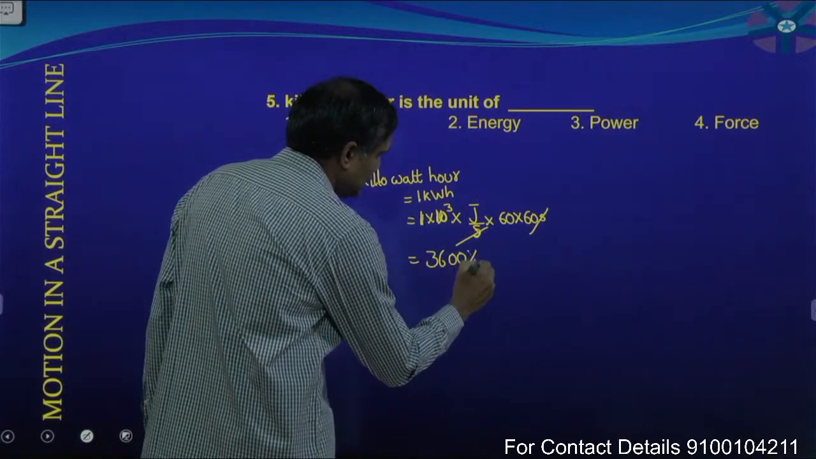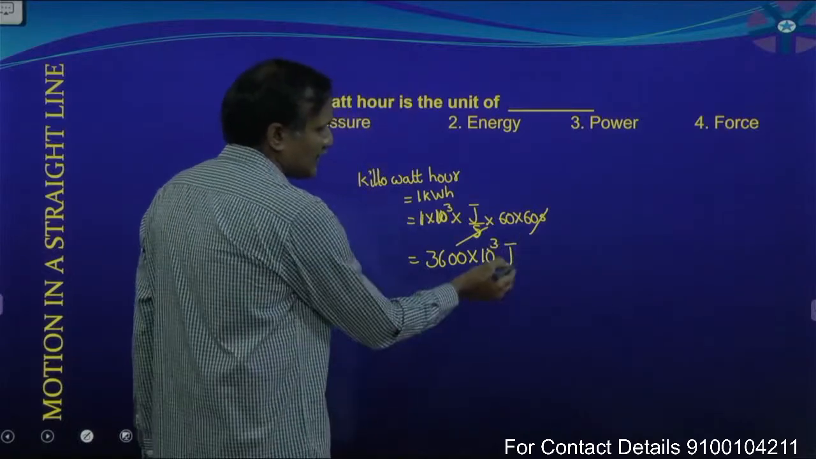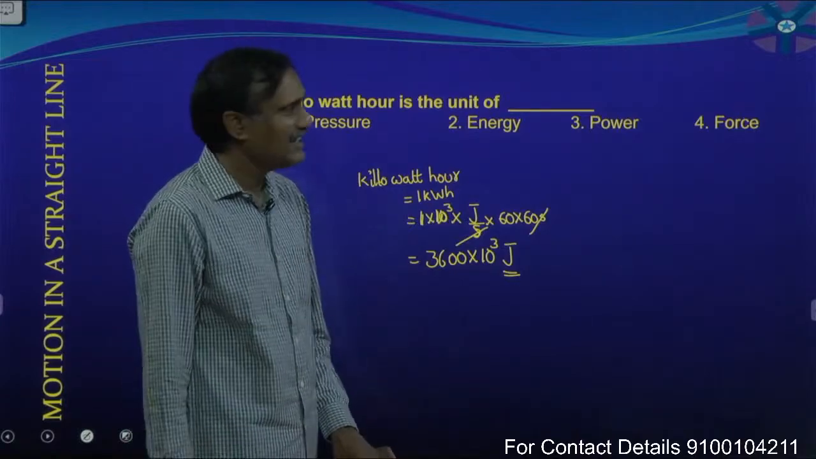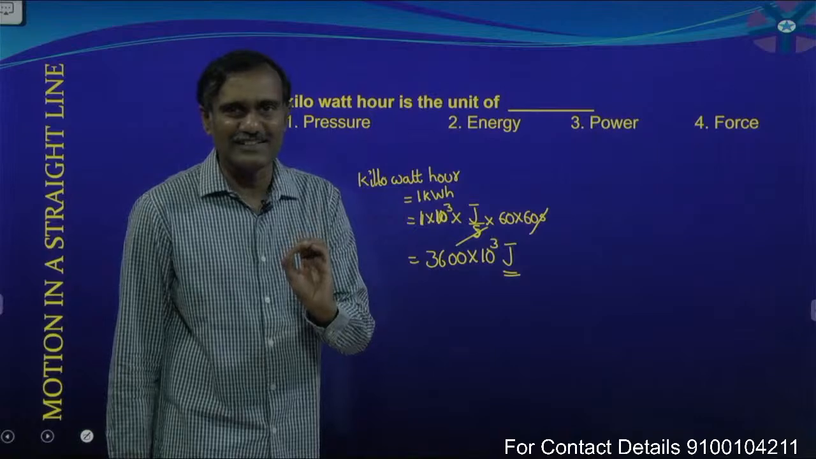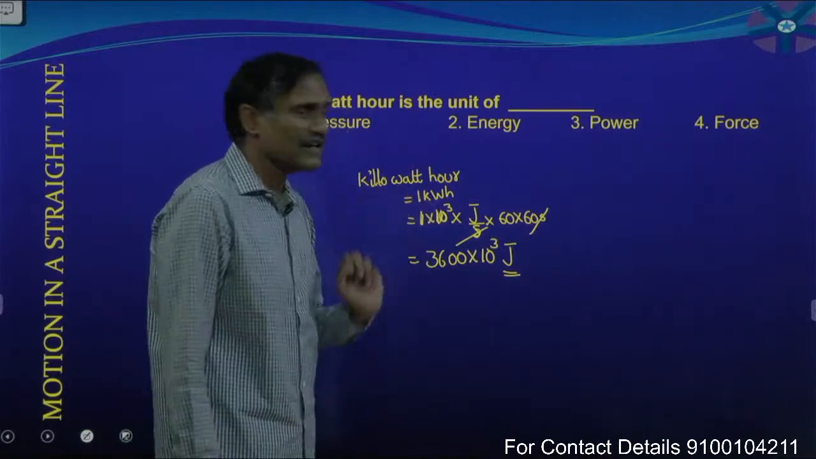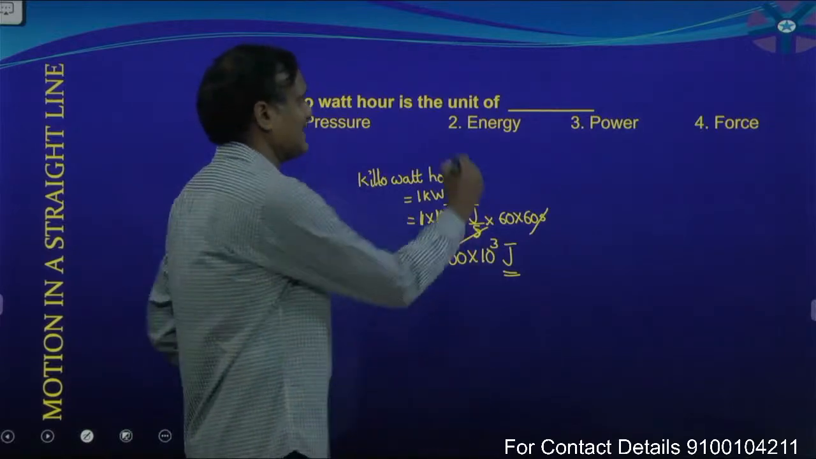3600 into 10 to the power of 3 joule. Now, what does this joule indicate? Unit of energy or unit of work. Therefore, kilowatt hour is the unit of work or energy.